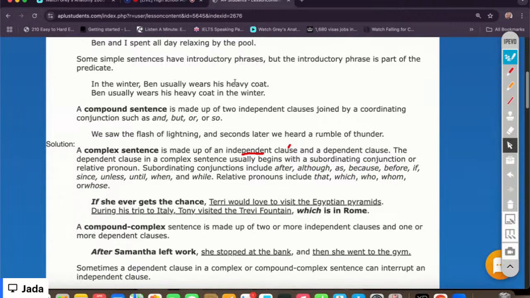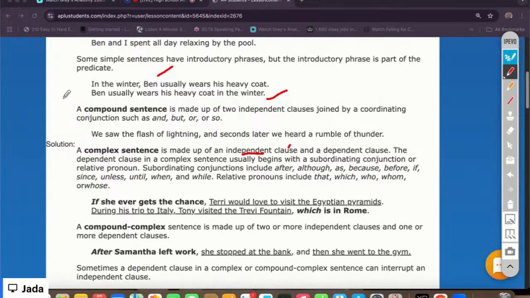Some simple sentences have introductory phrases, but the introductory phrase is part of the predicate. Like, in the winter, Ben usually wears his heavy coat, or Ben usually wears his heavy coat in the winter. So that's it for a simple sentence. You just have to note that it's a single independent clause.